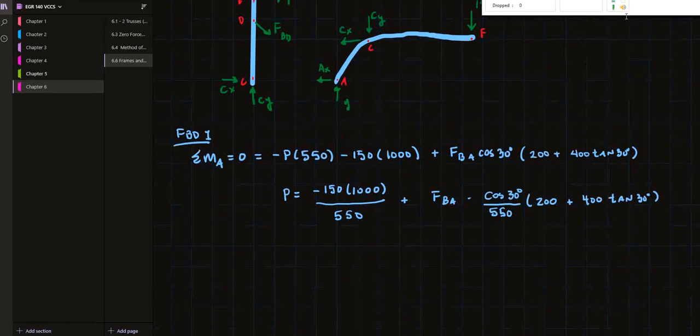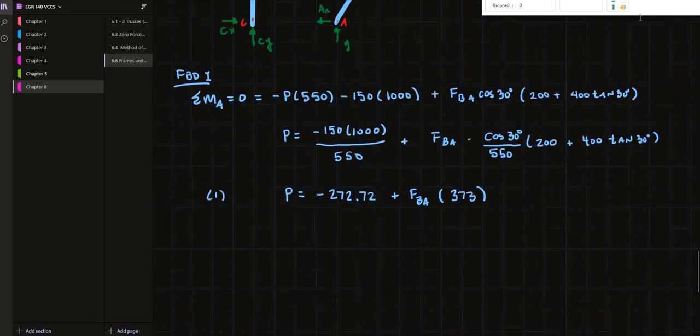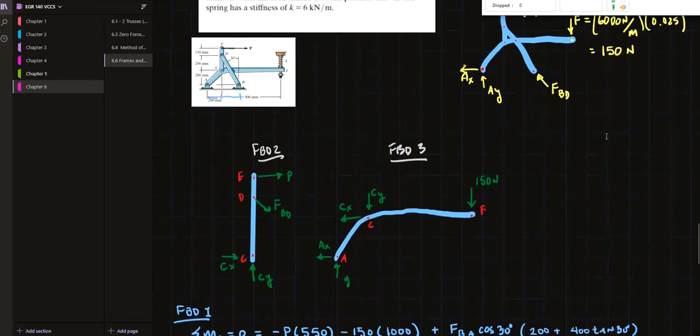So I'll solve for P here, and then I'll do my calculations here, to get a function. P is a function of FBD. And we'll call that equation number 1. Okay, so I have a function with a P and FBD. So let's look at our picture again.